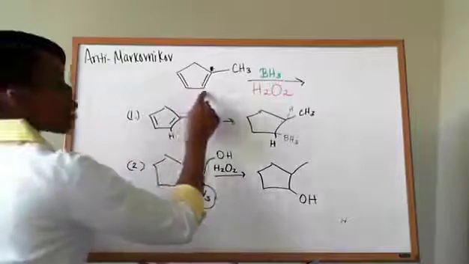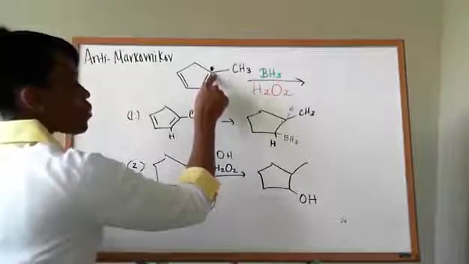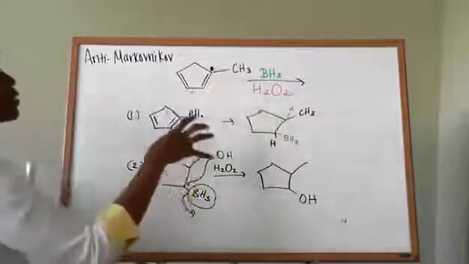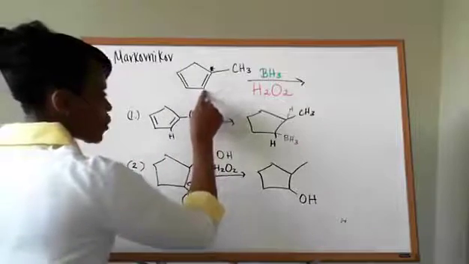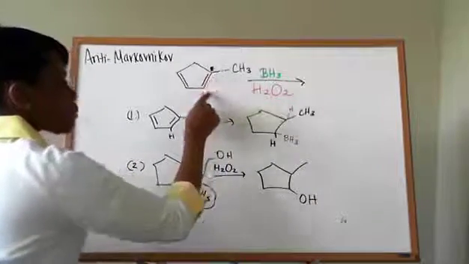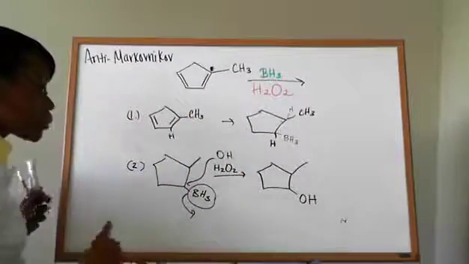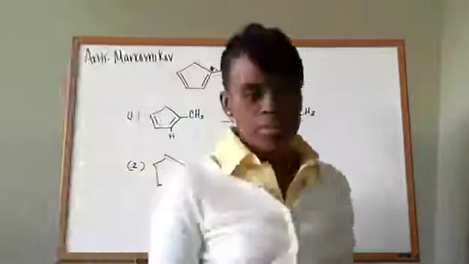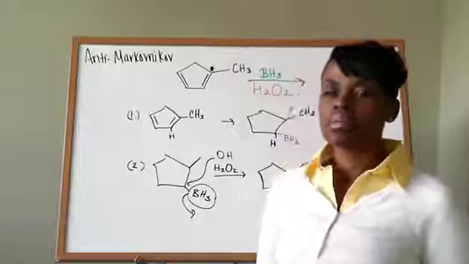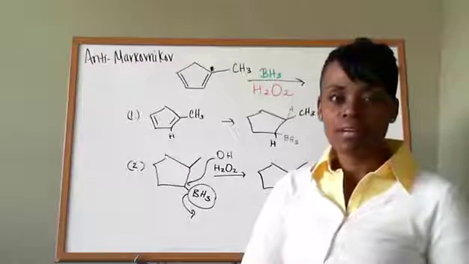Markovnikov's rule says there are hydrogens here, so hydrogen should come here, and borane would go here. But this is the anti-Markovnikov product. So instead of hydrogen coming where there's more hydrogen, the hydrogen goes up top to the methyl group, and the borane comes down here. That's in the first step. And then in the oxidation step, we replace the borane group with the hydrogen peroxide. So the bottom line is simply this: hydroboration oxidation yields the anti-Markovnikov product.